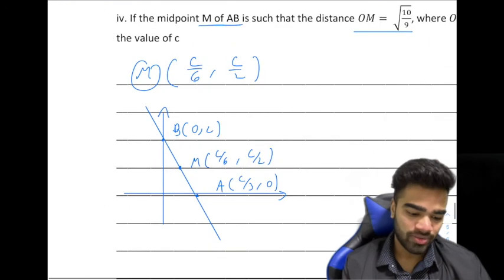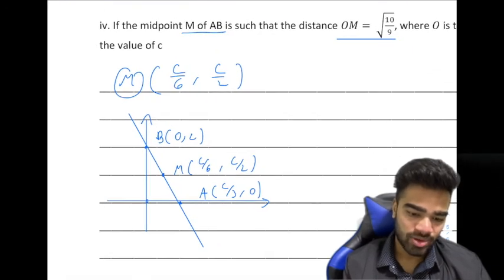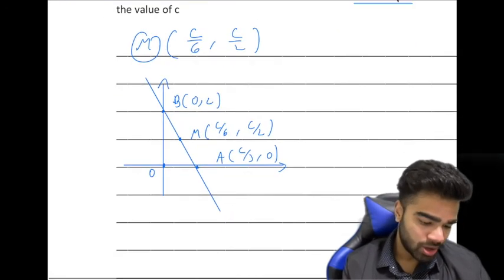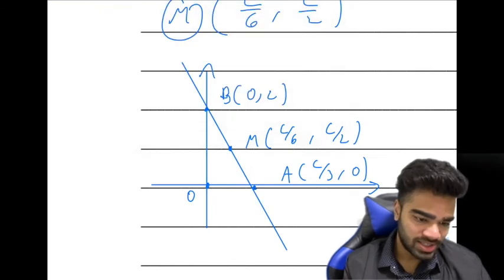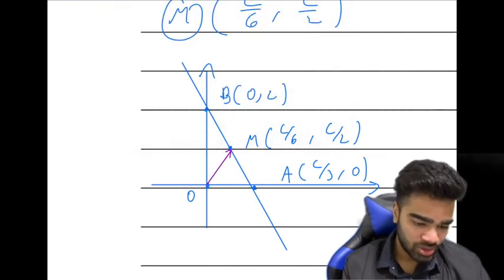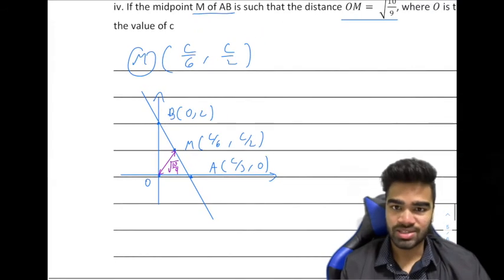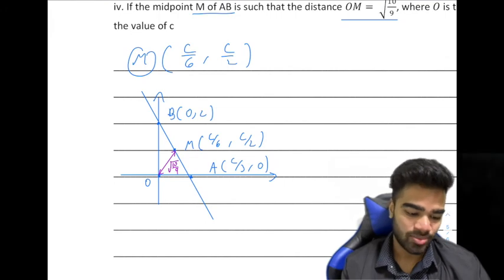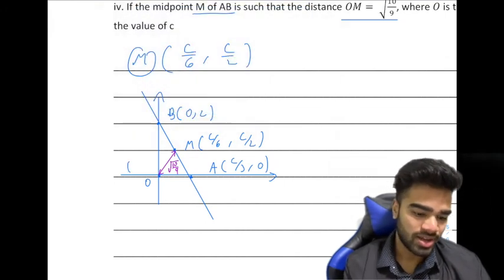Right, the midpoint of that line, such that the distance from O to M, so remember O is the origin, they're saying that this distance from the origin to the midpoint is equal to root 10 over 9. Okay, that's what the question is asking for. The distance from origin to midpoint is root 10 over 9. So how do you do this?